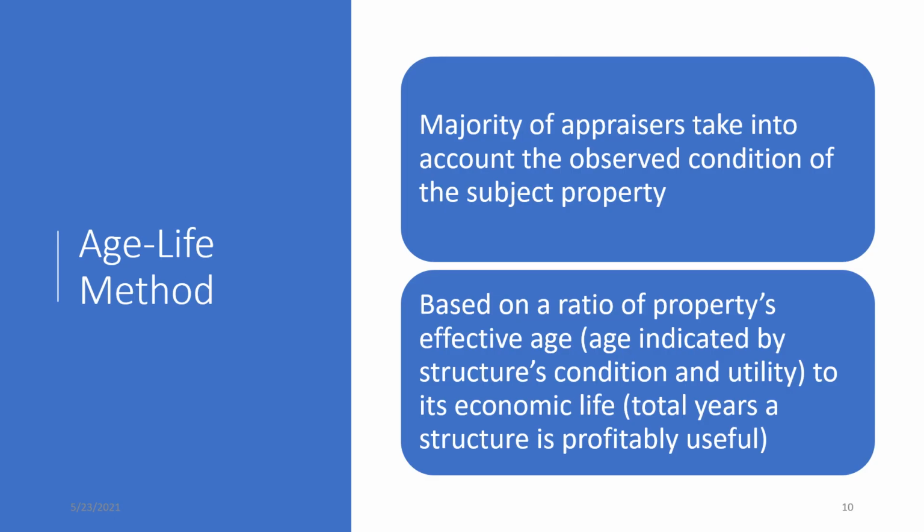The age-life method. The majority of appraisers take into account the observed condition of a subject property, based on the ratio of the property's effective age, which is the age that's indicated by the condition and utility of the structure, to its economic life, which is the total years a structure is profitably useful.